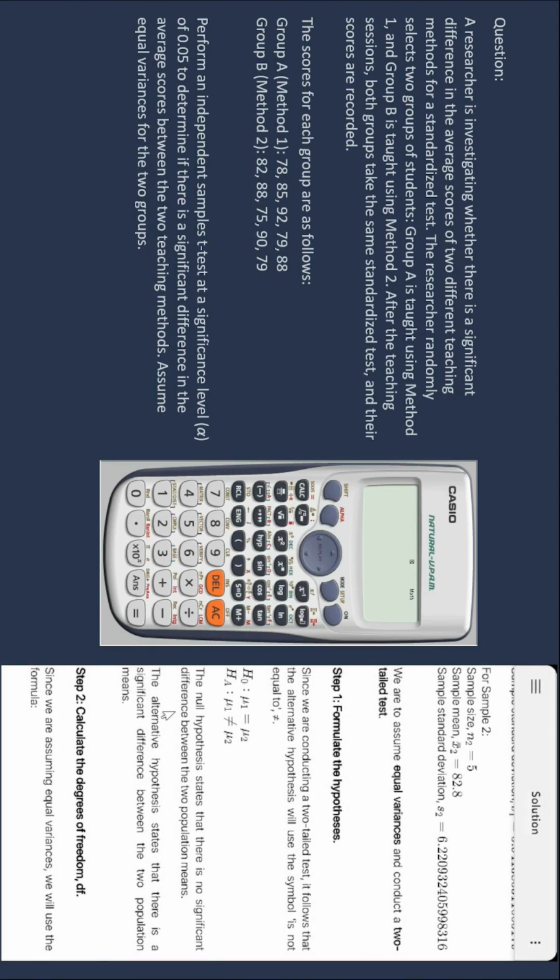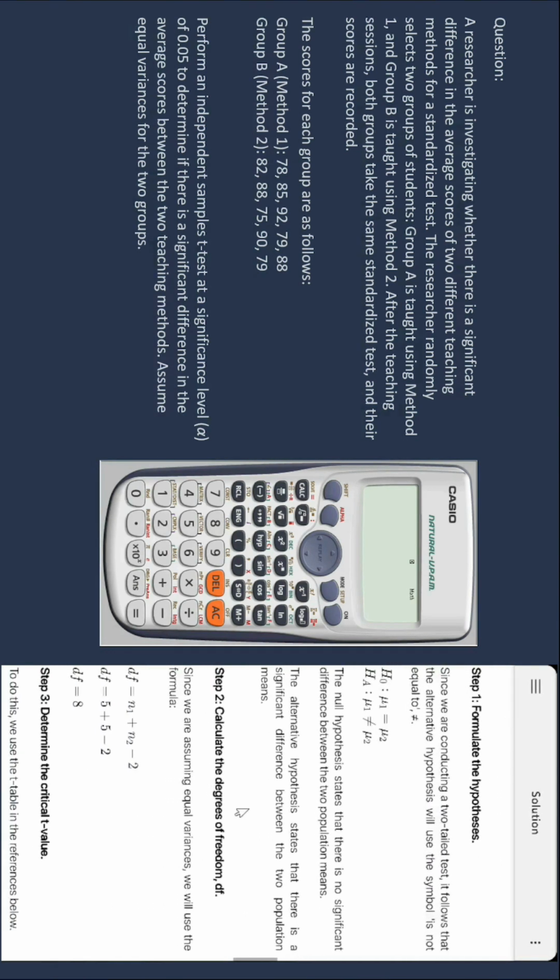So it states here, the null hypothesis states that there is no significant difference between the two population means. And then the second one, the alternative hypothesis, states that there is a significant difference between the two population means. In other words, there is a significant difference in the population mean scores of students who were subjected to different methods of teaching. For step 2, we calculate the degrees of freedom.